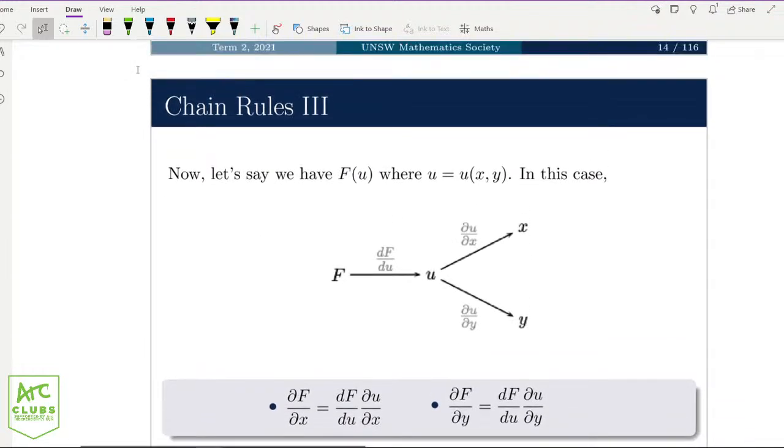Right. Now onto our third form of chain rule. Essentially, it's just where our function f is only in terms of a single variable u, and then our u is a function of two variables x and y. So again, by using a chain rule diagram, it becomes a lot easier for us to visualize how we can actually get to both partial f partial x as well as partial f partial y.